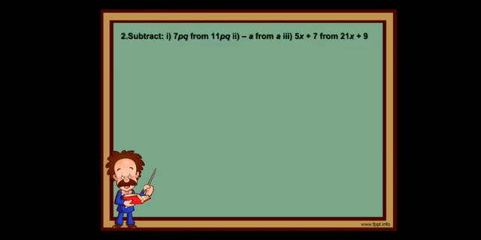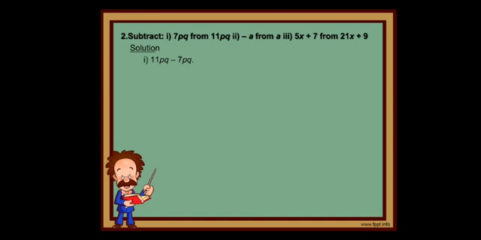Now subtract 7pq from 11pq. Second one is minus a from a. Third one, 5x plus 7 from 21x plus 9. See the first one, 7pq from 11pq. That is 11pq minus 7pq.